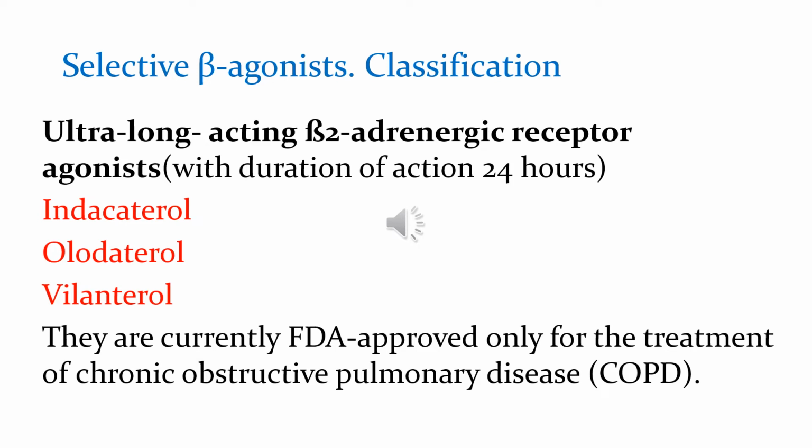Ultra-long-acting beta-2 agonists have a duration of action of 24 hours. These include indacaterol, olodaterol, and vilanterol. They are currently FDA approved only for the treatment of chronic obstructive pulmonary disease, COPD.